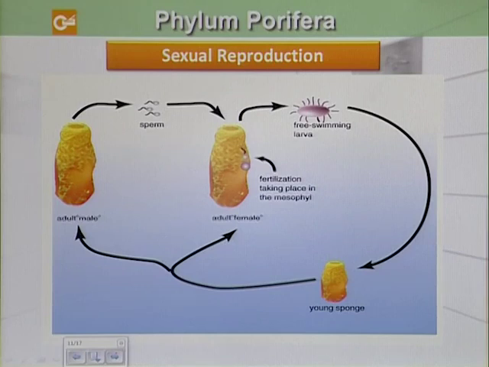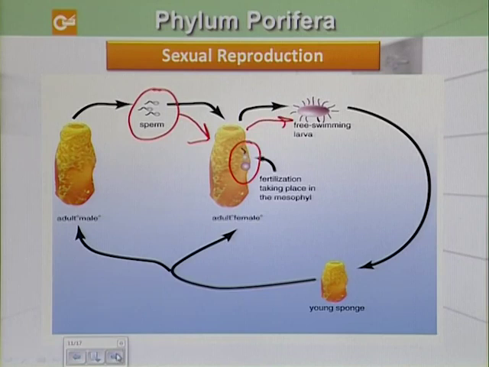We can see here the sperms being released and taken to the female body, and from there internal fertilization takes place and the free swimming larva is produced, which then forms a young sponge.